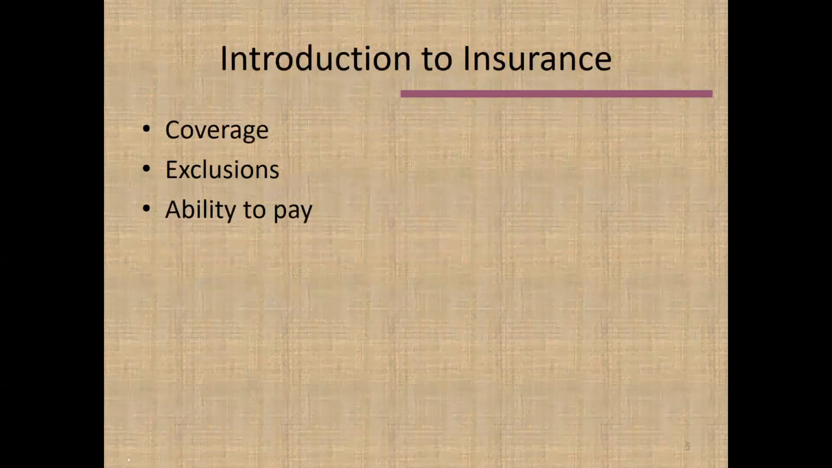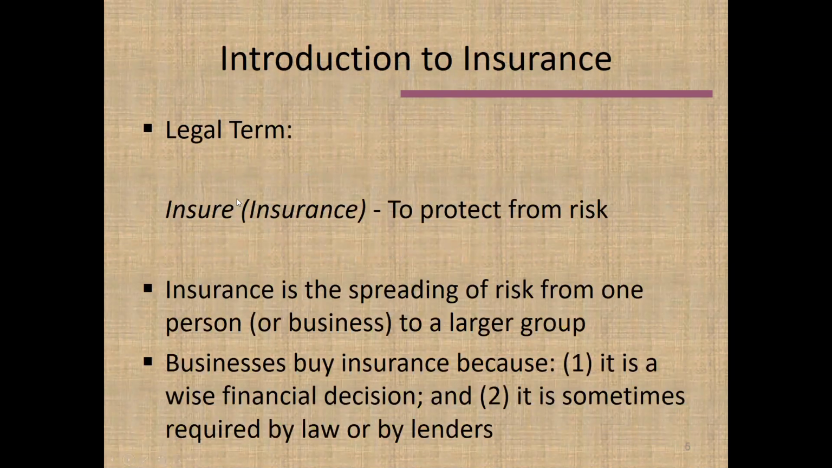So let's begin. As we're doing the general introduction to insurance law, we're going to explore three issues. One is coverage, another is exclusions, and finally we're going to talk about ability to pay. So let's first of all define some terms. The term to insure means to protect from risk. When we're talking about life insurance or an insurance product, we're going to spell it I-N-S-U-R-E.